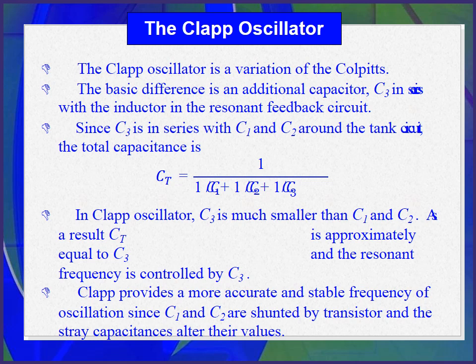The basic difference is an additional capacitor C3 in series with the inductor in the resonant feedback circuit. Since C3 is in series with C1 and C2 around the tank circuit, the total capacitance is given by CT equal to 1 divided by (1/C1 + 1/C2 + 1/C3). So the approximate frequency of oscillation for Q greater than 10 is given as the resonant frequency FR equal to 1 by 2 pi root of LT CT.